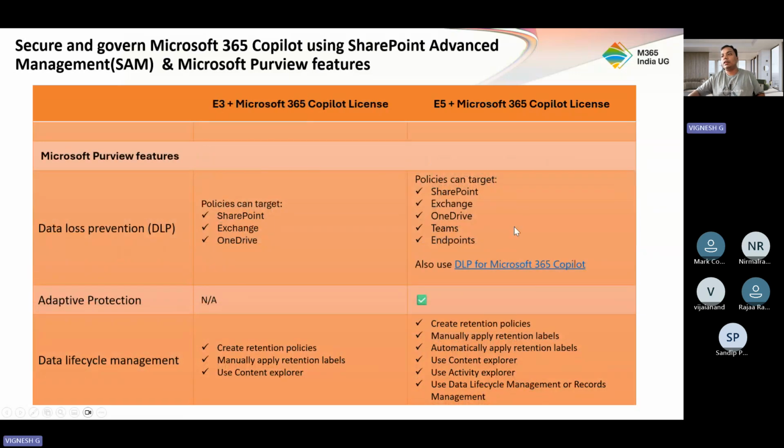Now let's move on. In terms of DLP, with E3, you can target your DLP to SharePoint Online sites, the data which is kept in SharePoint, and to the mails as well as data which is kept on OneDrive. But if you're an E5 customer, you get all this. It's not just SharePoint, Exchange and OneDrive, also Teams and your endpoints. I'm talking about endpoint DLP.